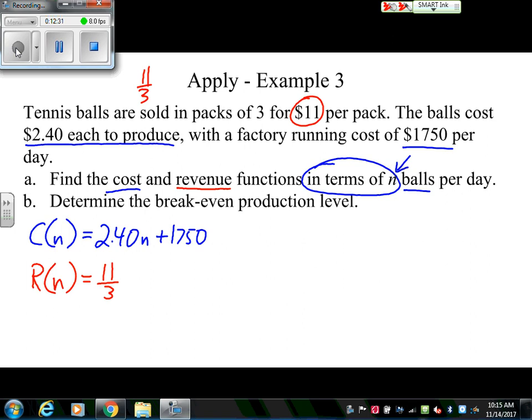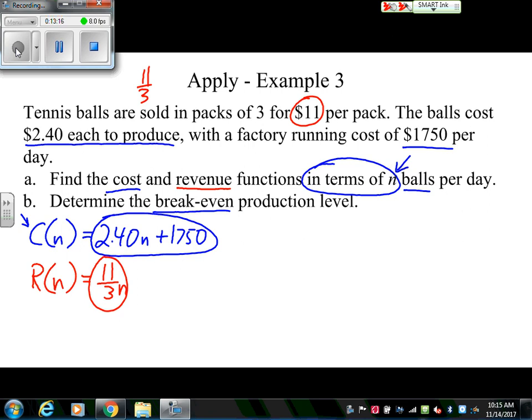And so those are my two functions. Now what I want to do is determine the break-even production level. And what that means is that the amount of money going out, the cost, is the same as the amount of money coming in, the revenue. So again, C of N is really just a glorified label. My cost is all of this stuff, and I want to find out when all of that is equal to this right here. Whoops, I made a mistake earlier. That was 11/3, so that's the amount I get for a single ball, and I want to multiply that by N for the number of balls being sold. So again, it's not $11 for each ball. It's 11/3, or 11 divided by 3, times N.